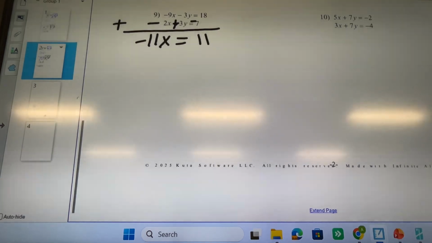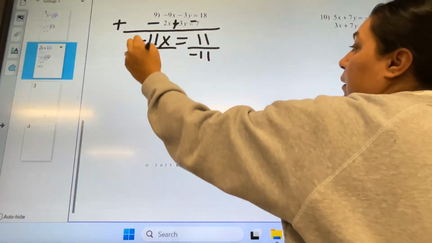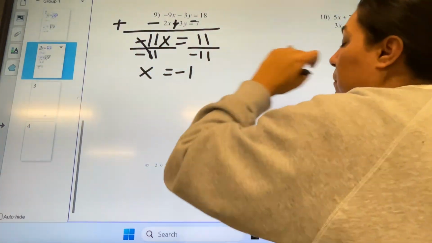Okay, and then what? Divide by -11. So we say x equals -1.